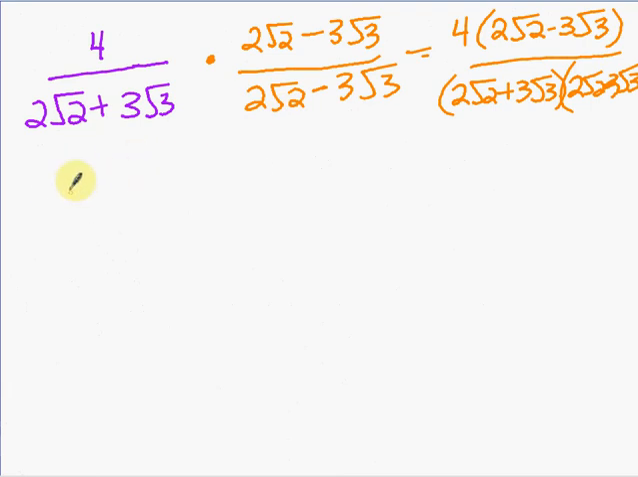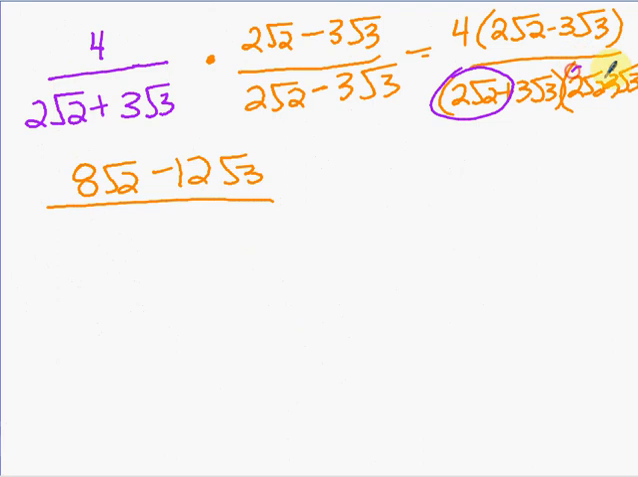Up top, we have 8 root 2 minus 12 root 3. That's when we distribute the 4. Down low, we have, I'll do this with purple, 2 root 2 and 2 root 2. That becomes 8. Alright, people are saying, what in the world?